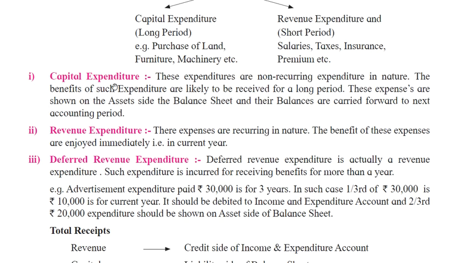The first one is capital expenditure. These expenditures are non-recurring in nature. The benefits of such expenditures are likely to be received for a long period. These expenses are shown on the asset side of the balance sheet, and their balances are carried forward to the next accounting period. So these are the purchase of land, furniture and machinery. These entries will come under the asset side of the balance sheet.